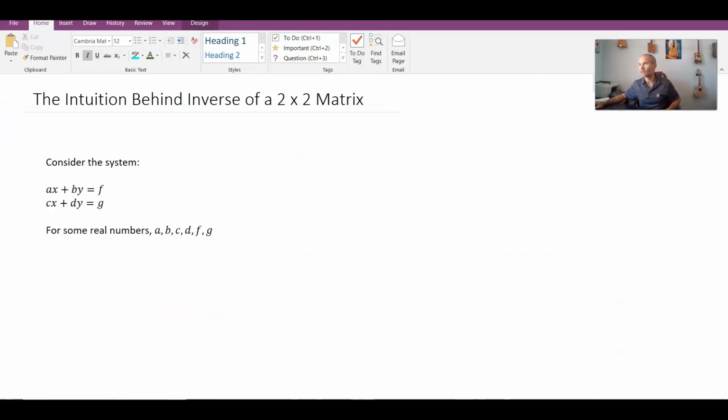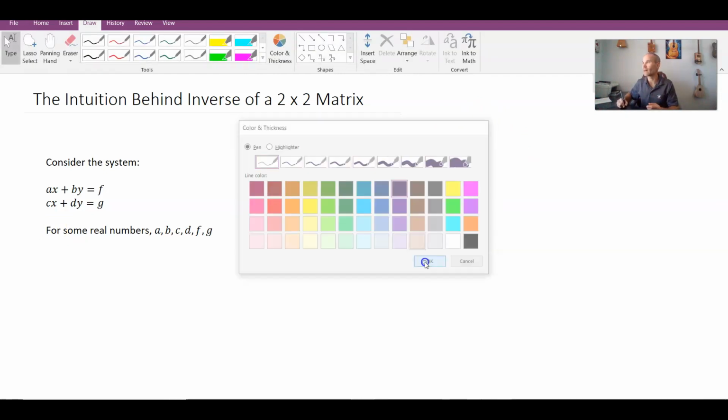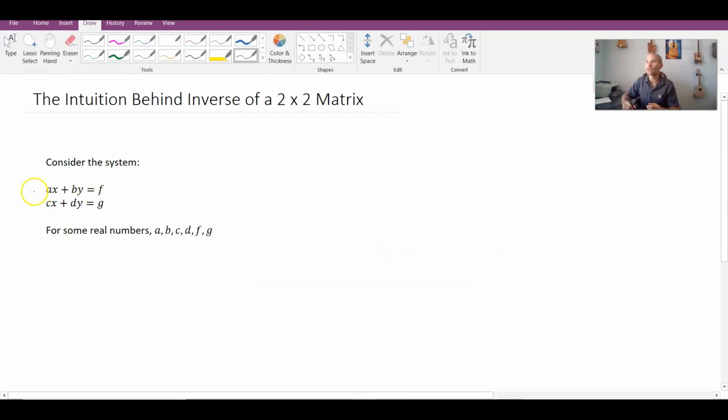So let's come back over here and do a little bit of analysis. We know that a, b, c, and d are involved somehow in the slopes of these lines. Let's see exactly how that is. If I take the first equation and solve for y, I'll have by equals negative ax plus f. Dividing both sides by b, I get y equals negative a over b times x plus f over b.